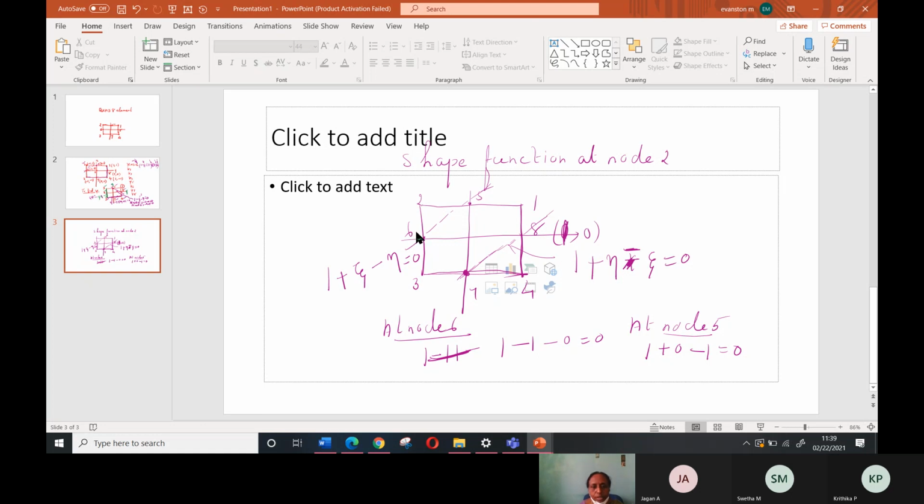Similarly, you have to formulate for 6 and 7 also. Formulate and tell me what you will get for 6 and 7. When you are taking the node 3, you will come across the line equation of the line 6 and 7.